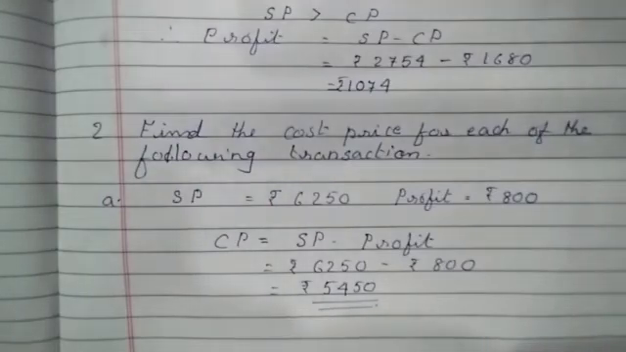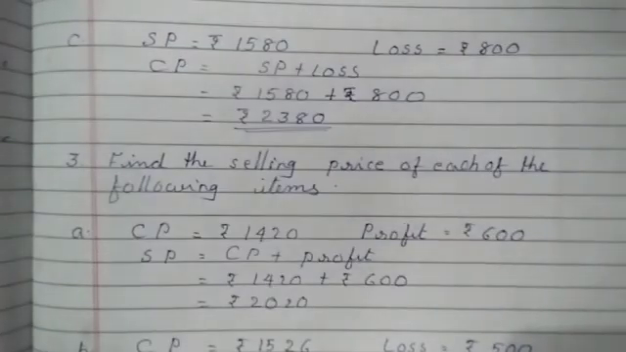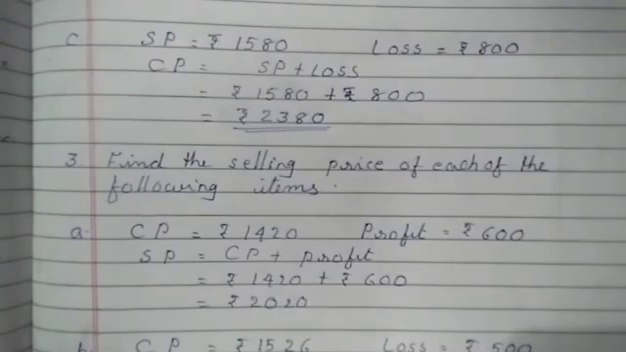Next question, find the cost price for each of the following transactions. Here SP and profit are given. Therefore, CP equals SP minus profit. That is 6250 minus 800. Answer is 5450. Next question, SP equals 1580, loss equals 800. Loss is given, then the formula is SP plus loss equals CP. Here 1580 plus 800, answer is 2380.